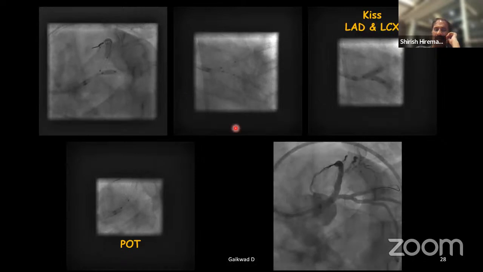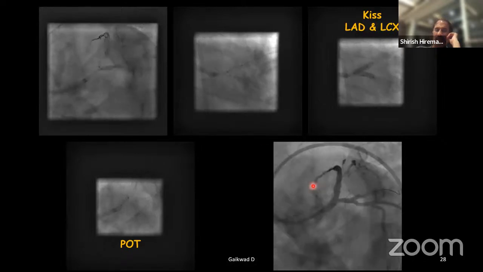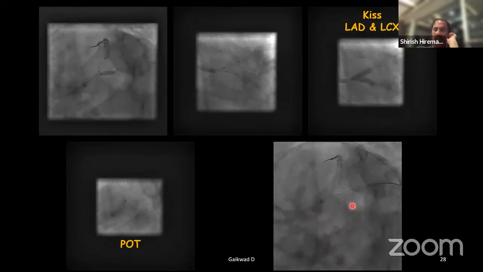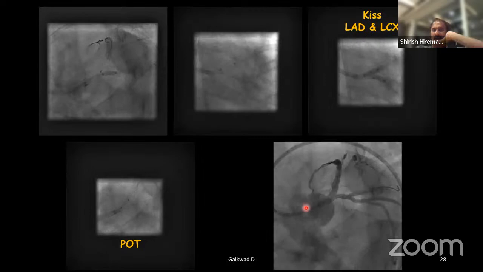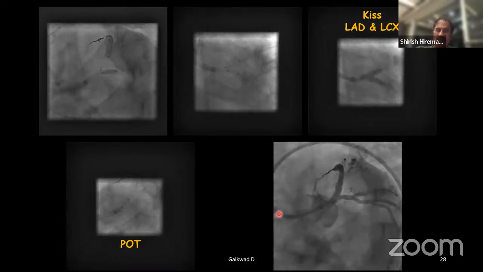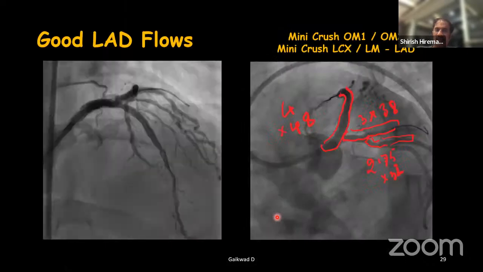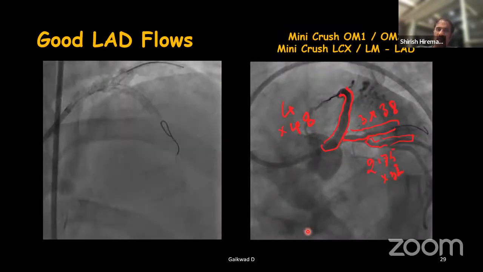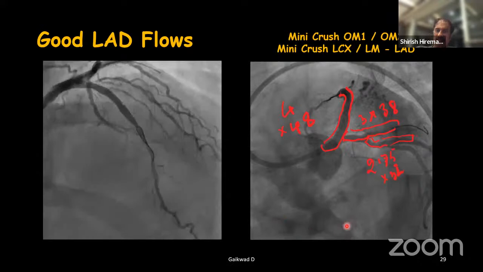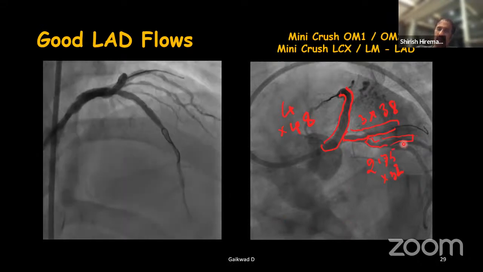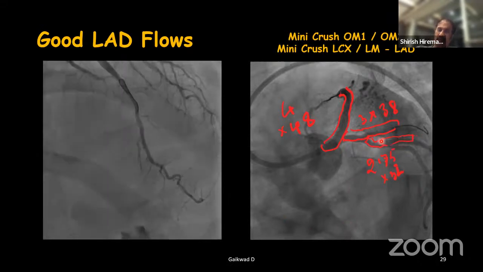And then there was a kiss done between OM1 and OM2. And this is close to the finality. You do a POT and take these kind of pictures. So to summarize, the OM2 stent was placed first.